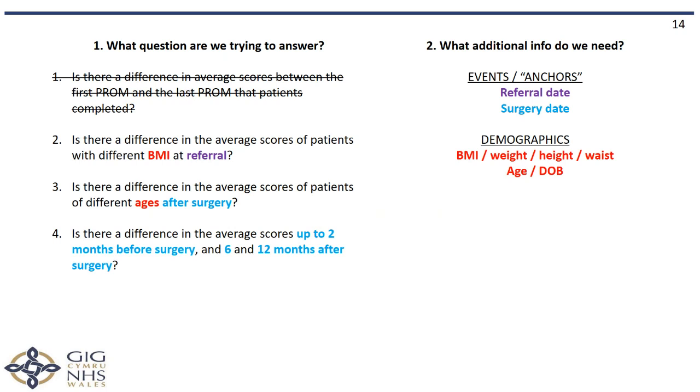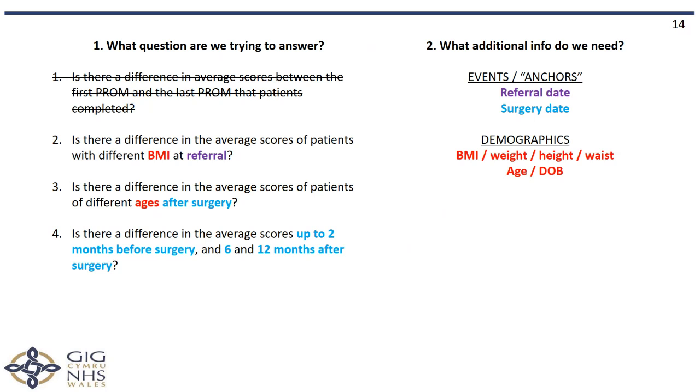So more useful questions might be, is there a difference in the average scores of patients with different BMI at referral? Is there a difference in the average scores of patients of different ages after surgery? Or is there a difference in the average PROM scores 2 months before surgery and 6 and 12 months after surgery? So these questions all ask us to look at PROMs in relation to clinical events, such as surgery or referral. And so that means there'd be more of a chance that we'd be comparing like with like, and makes the analysis more clinically relevant.